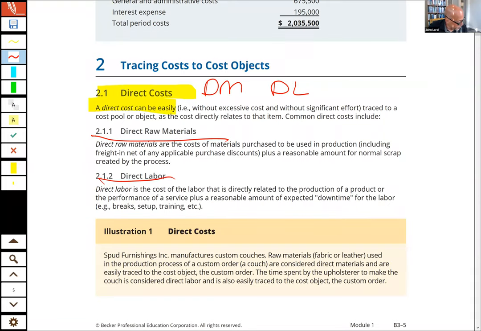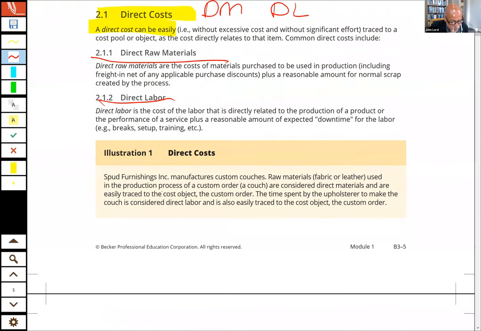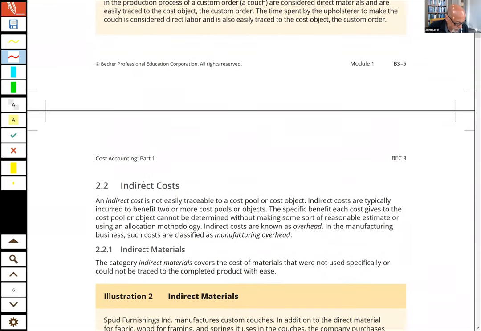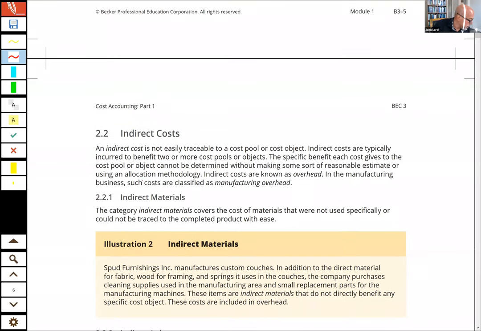We don't need necessarily examples. It's just easily traced to the product. When I say easily, I don't mean from the standpoint of the CPA exam easy. I mean easily from the standpoint of our cost accounting system. Okay, indirect costs by definition are not easily traceable.